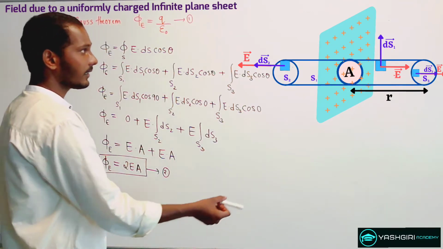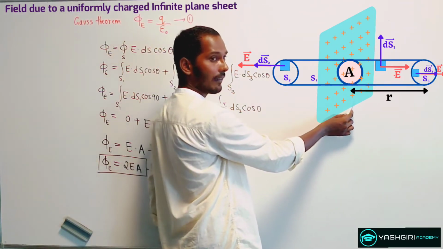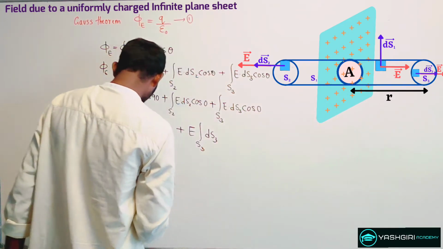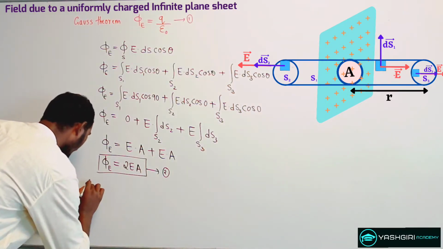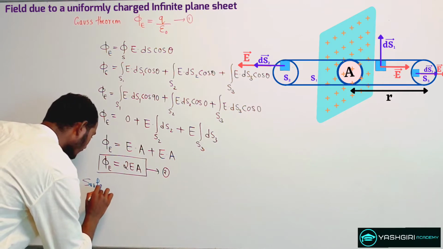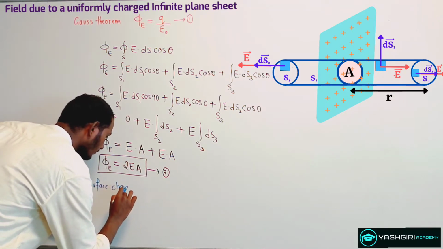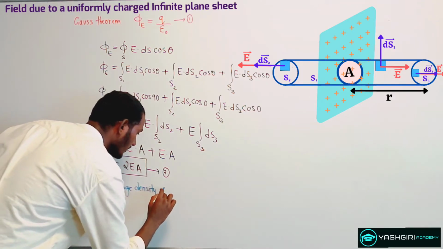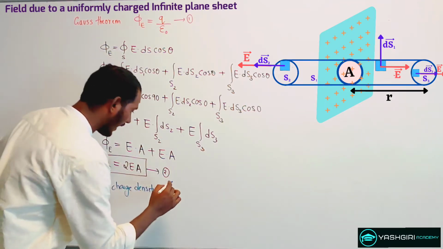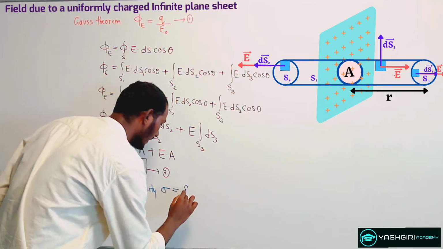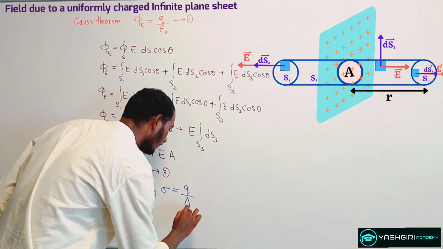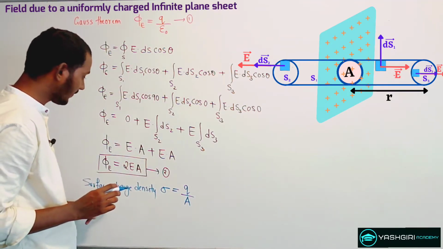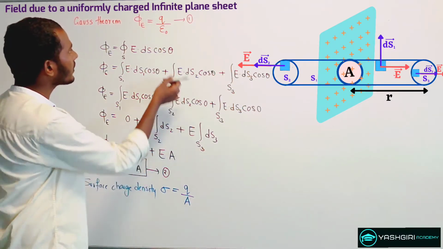What I said is that this plane sheet is having a surface charge density, which is nothing but sigma. And how do we write the sigma? Sigma is nothing but the charge per unit area. So that will give me the surface charge density. So I'm interested in the Q.